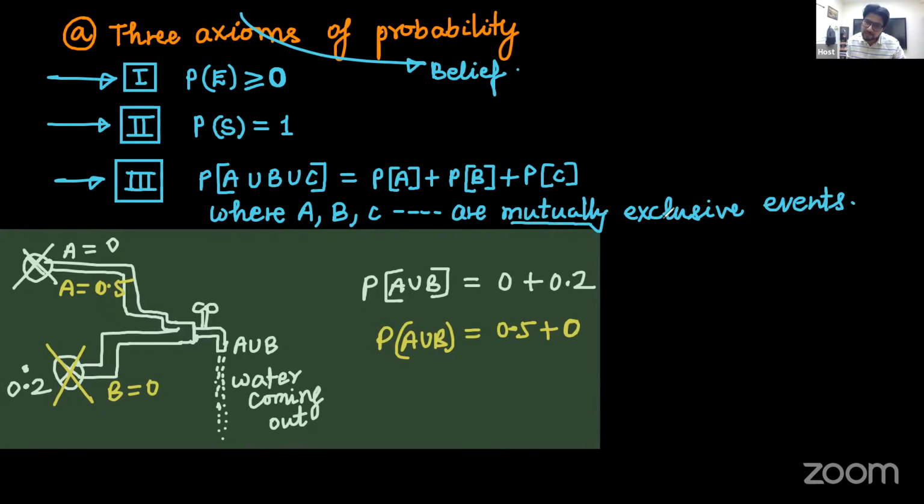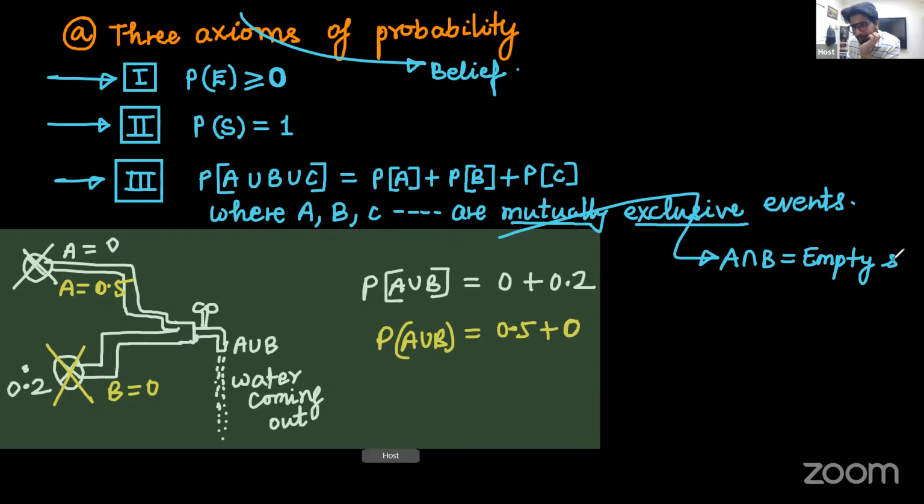Now, what are mutually exclusive events? If A happens, then B doesn't happen. And if B happens, then A doesn't happen. In very simple words, they don't have anything in common. So A intersection B will become an empty set. If A and B are mutually exclusive events, then A intersection B will become an empty set. They can never happen simultaneously. Then we call them mutually exclusive events.